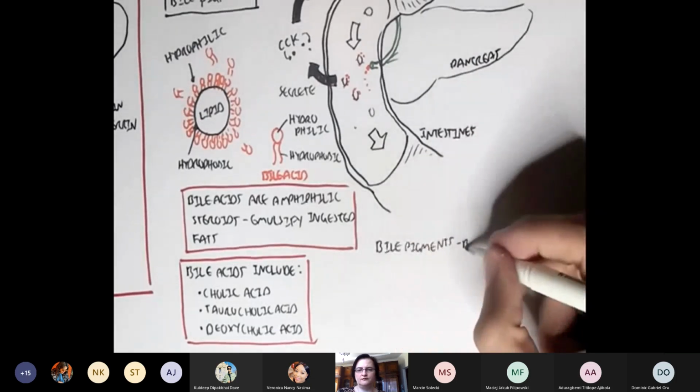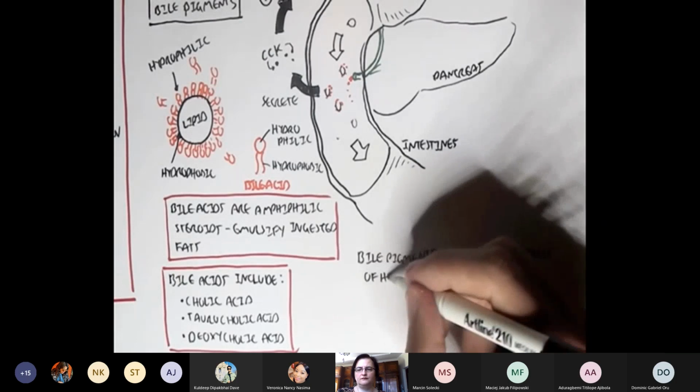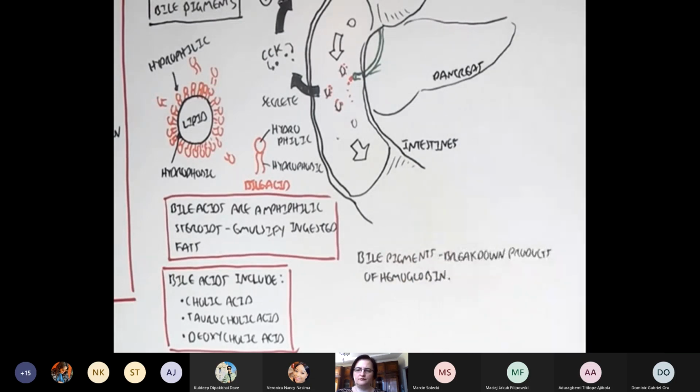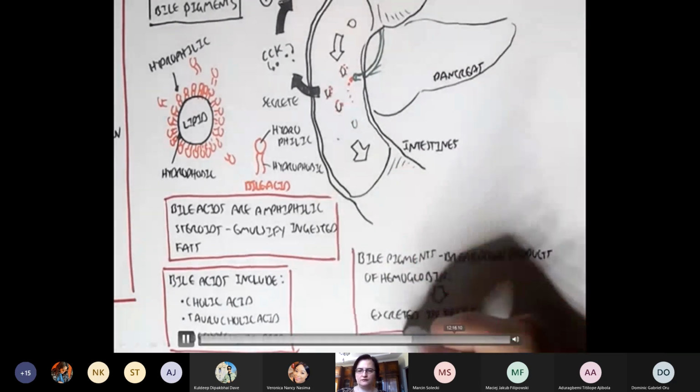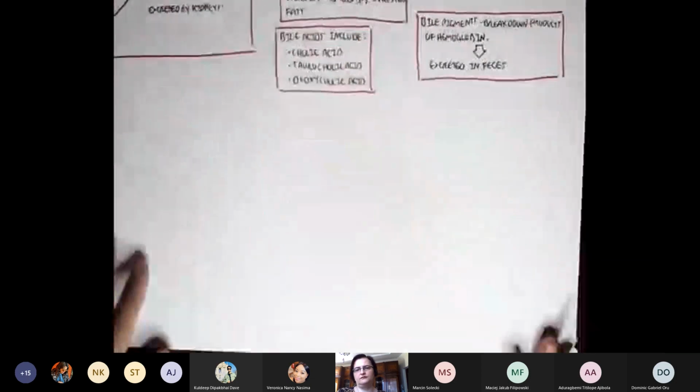Bile pigments are different to bile acids, but they are also bile altogether. Bile pigments are actually the breakdown products of hemoglobin. Hemoglobin are the centers of the red blood cell. So they're the breakdown products of hemoglobin, and these breakdown products, these bile pigments, will then be excreted out in feces, and that is why we have the brown color in our feces.